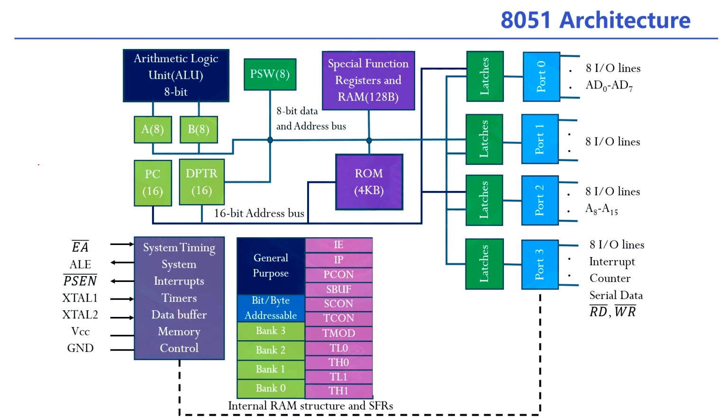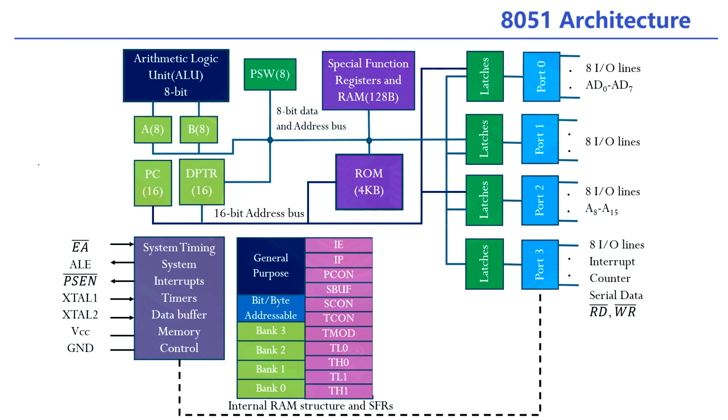Just above that, we have the program status word, which keeps track of important flags like carry flag, overflow flag, and register bank selection. We will see also in the next slide the detail of this program status word register. Look at these registers, the program counter PC and data pointer register DPTR. These are 16-bit registers used for addressing memory location.